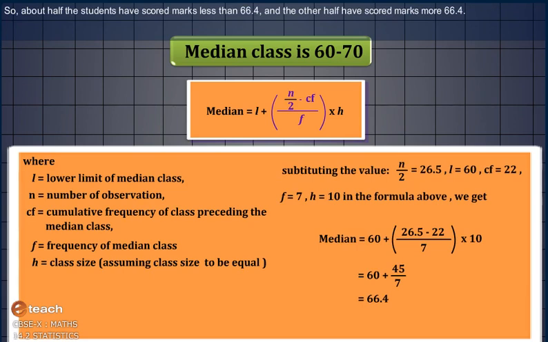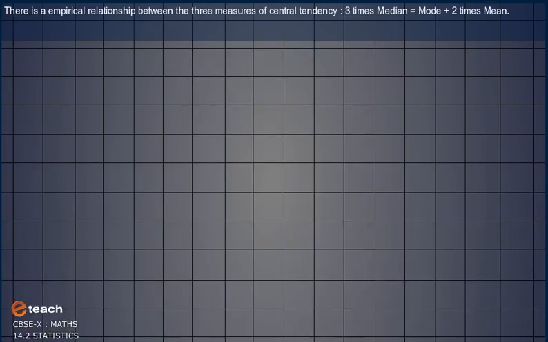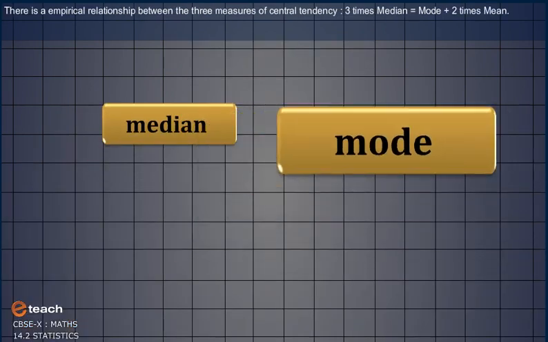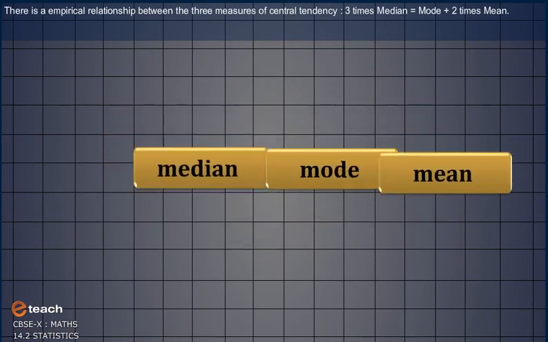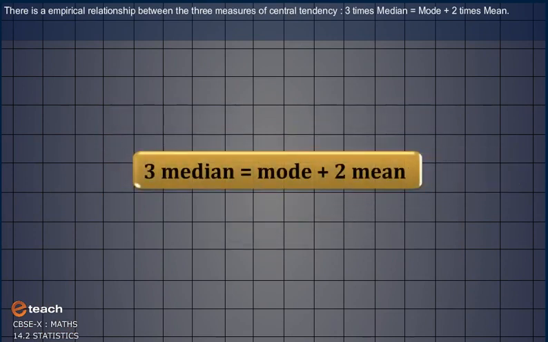So about half the students have scored marks less than 66.4 and the other half have scored marks more than 66.4. There is an empirical relationship between the three measures of central tendency: 3 times median is equal to mode plus 2 times mean.